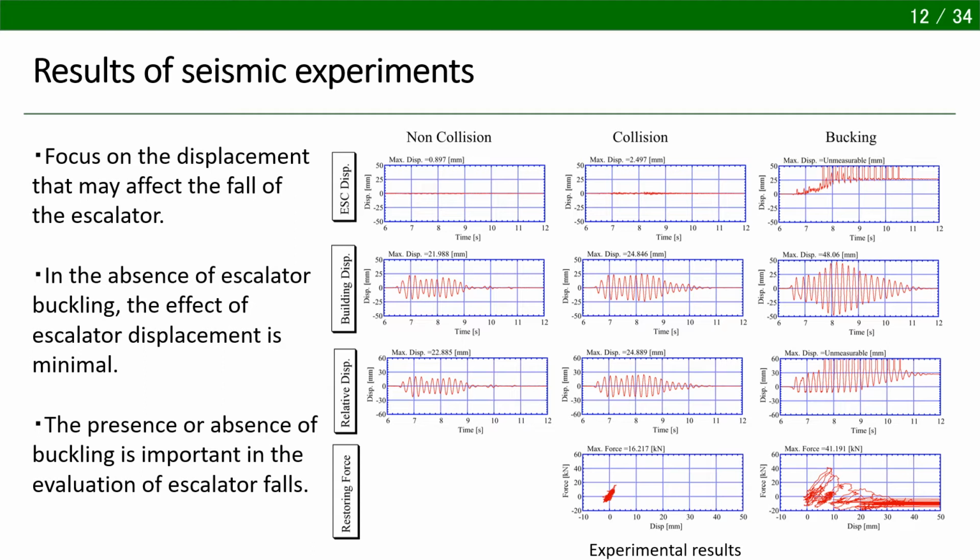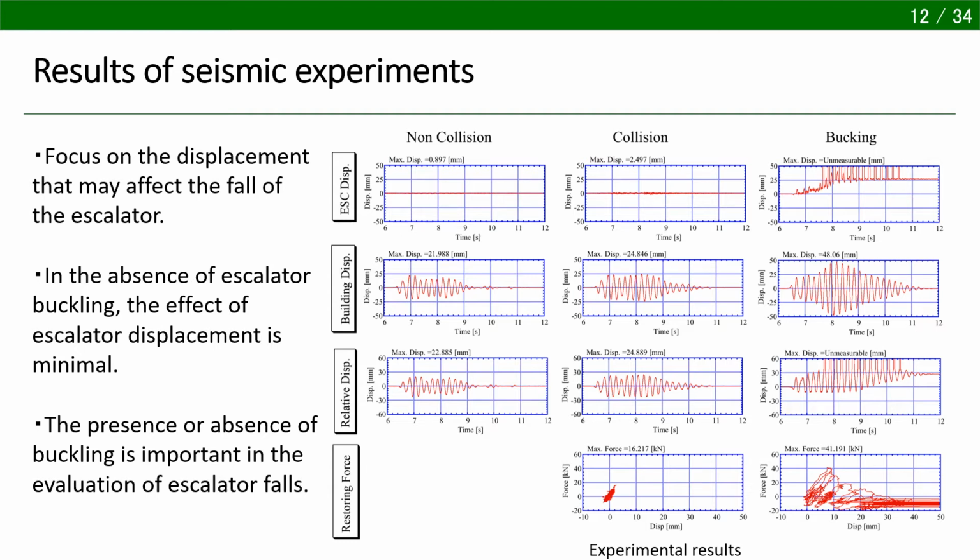In the non-collision case, the maximum relative displacement is approximately 23 mm. The maximum relative displacement and the maximum building displacement are almost the same. The maximum escalator displacement is less than 1 mm, which is negligible in terms of relative displacement.